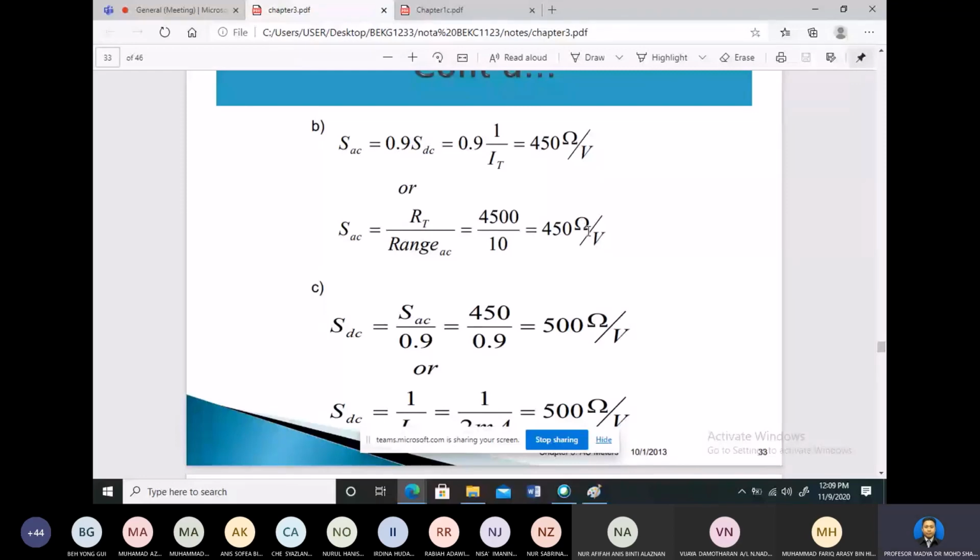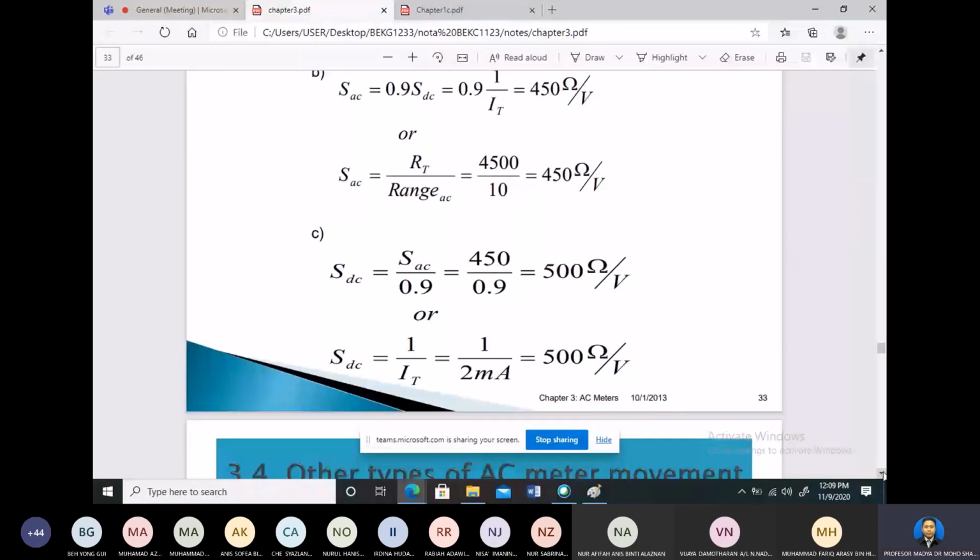Then calculate the sensitivity for DC using this formula: AC sensitivity divided by 0.9, or you can use another formula, 1 over IT. It will be the same answer, 500 ohm per volt, and using the formula you also get 500 ohm per volt.